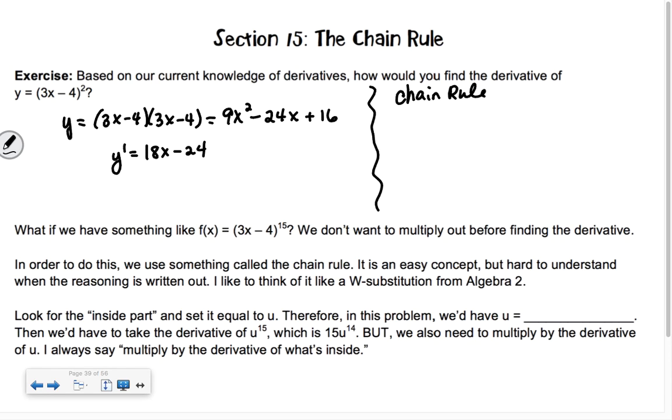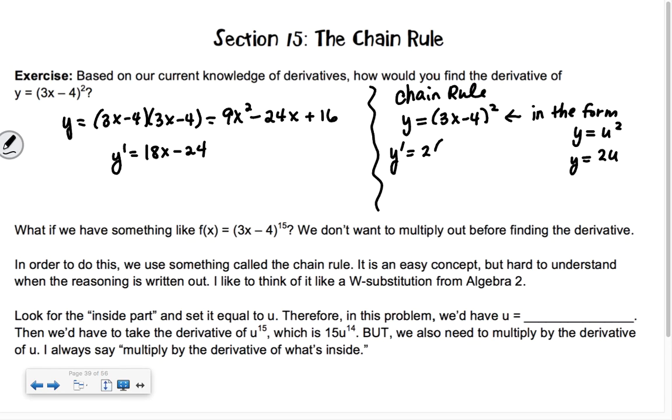is we treat our 3x minus 4 as if it's a u. So we say, okay, well, we had y equals (3x minus 4) squared. So it's in the form y equals u squared. And then we take the derivative of u. So we're like, okay, well, that means y prime would be 2u. But when we do this, we would end up getting y prime equals 2 times (3x minus 4), and there would be an error because this only makes 6x minus 8. And as you can see over here, we have 18x minus 24. It's not the same thing.